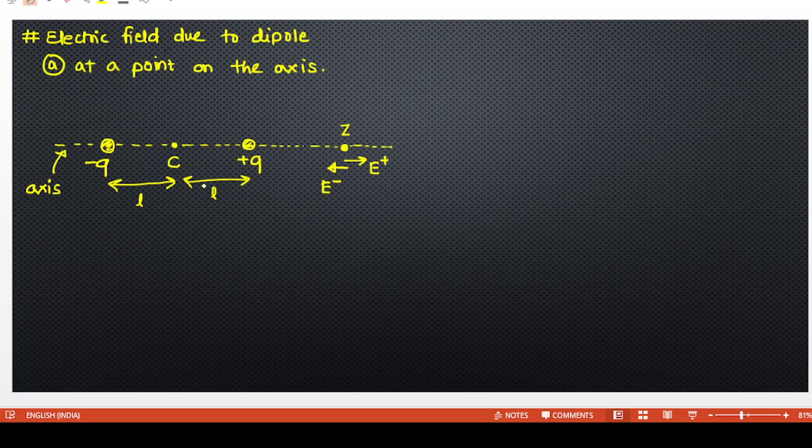Remember that all the distances are generally measured from the center of the dipole. So this minus Q is at distance L, and this plus Q is also at distance L. Let us take any general point at distance R from the center of the dipole. Now you tell me, what is the distance between plus Q and Z? Correct, it will be R minus L. And what will be the distance between minus Q and Z? R plus L.